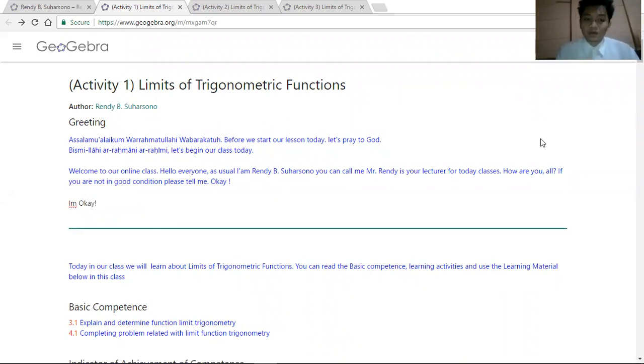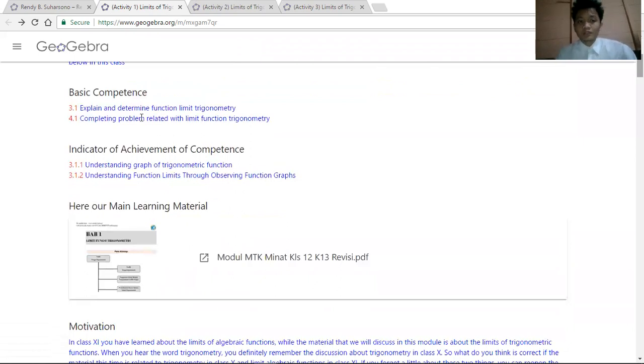Today, in our class, we will learn about limits of trigonometric function. You can read the basic competence, learning activities, and the learning material below in this class. Basic competence 3.1 Explain and determine function limit trigonometry. 4.1 Computing problems related with the function trigonometry. Indicator of achievement of competence. 3.1.1 Understanding graph of trigonometric function. 3.1.2 Understanding function limit through observing function graph.